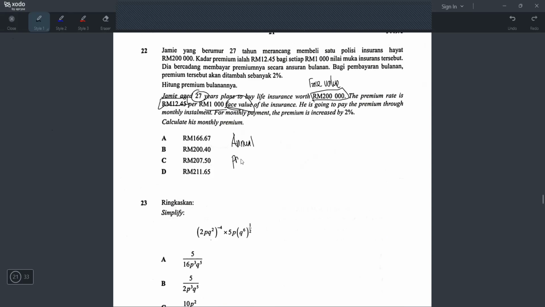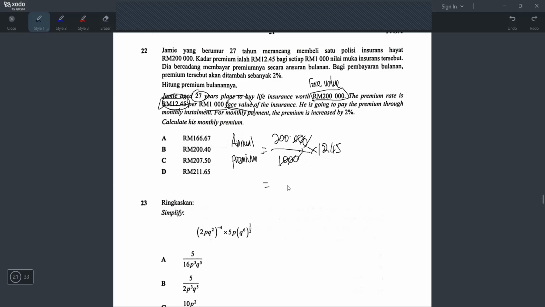So we can calculate our annual premium for 1 year. It will be 200,000, which is the total face value, divide 1,000, and then times with 12 ringgit 45 cents. Because this 12 ringgit 45, you only pay for per 1,000 ringgit, right? It means that 200,000 you have to divide 1,000 to know how many 1,000 inside here, and then baru darab dengan 12.45 lah. So potong, potong, potong. So 200 times 12.45. Okay, my annual premium is 2490, right?